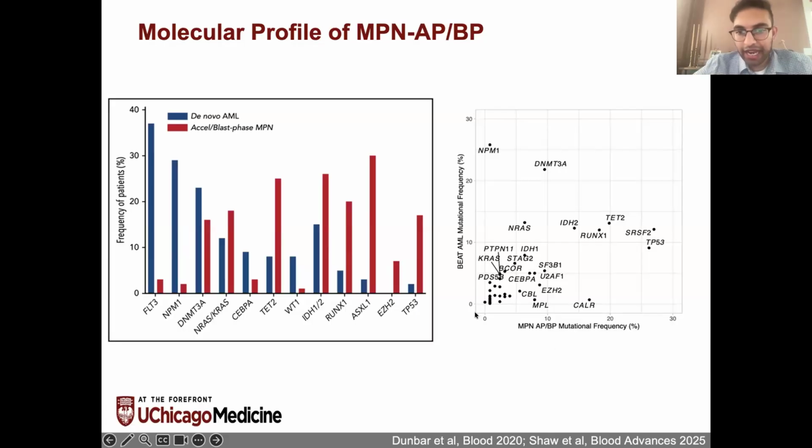If you think about a diagonal line that cuts exactly through the middle, the dots that are closest to that line are seen in equivalent percentages of de novo AML and blast phase. The dots that are to the far right tend to be much more enriched in blast phase MPNs versus AML. So again, IDH mutations, RUNX1, SRSF2, TP53. This is important because how we treat accelerated and blast phase MPNs should really take into consideration what mutations are present.